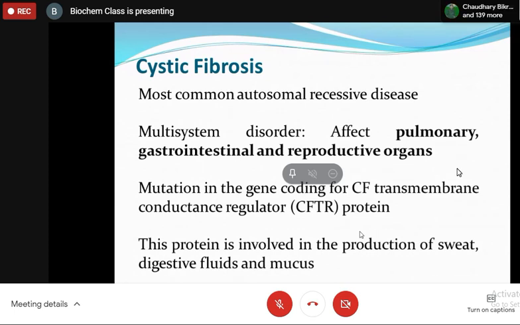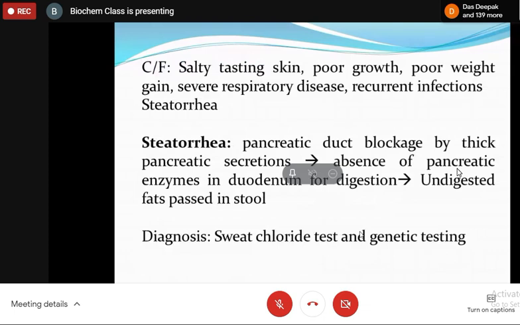CFTR protein is defective. So you do not need to know the details of this. Just know about this disease from the point of lipid digestion. So these are all the clinical features.